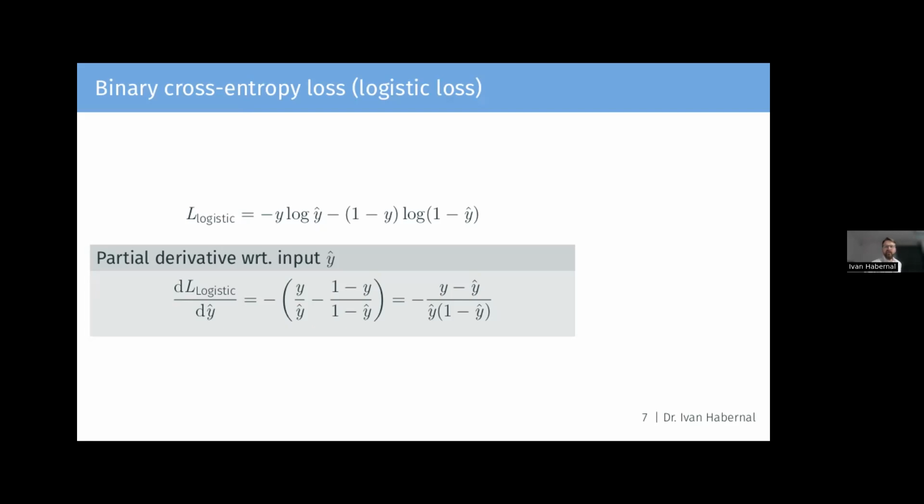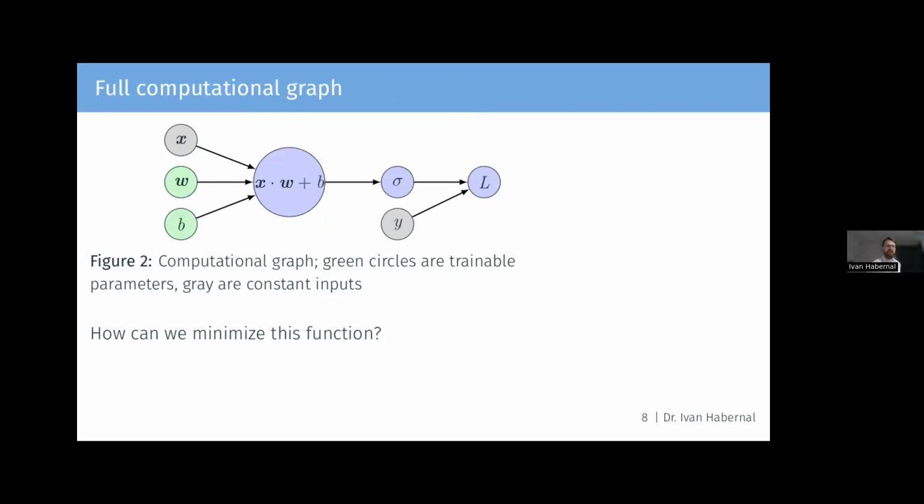Great. So now, coming from the computational graph we had so far, we have the full computational graph. This is the inputs. These are the parameters, W and B, the weights and the bias, and then we have this linear function. What is this sigma again? The sigmoid, good. So it's a sigmoid, and then we have this loss function, and the loss takes the prediction from this function and also the gold standard label. Now I already revealed the secret here. How can we minimize this function? Any question about this computational graph? Is it clear for everybody?